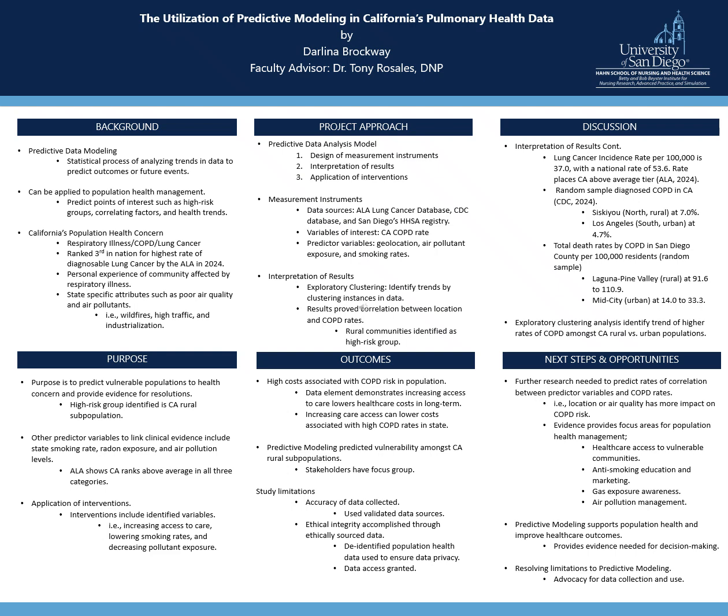Variables of interest, which is the focal point of intended outcomes, is California's COPD rate. Predictive variables, which impact the variable of interest, include geolocation, air pollutant exposure, and smoking rates.